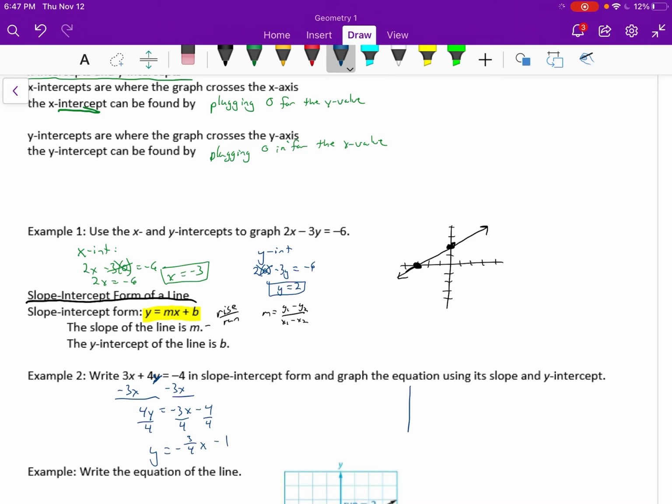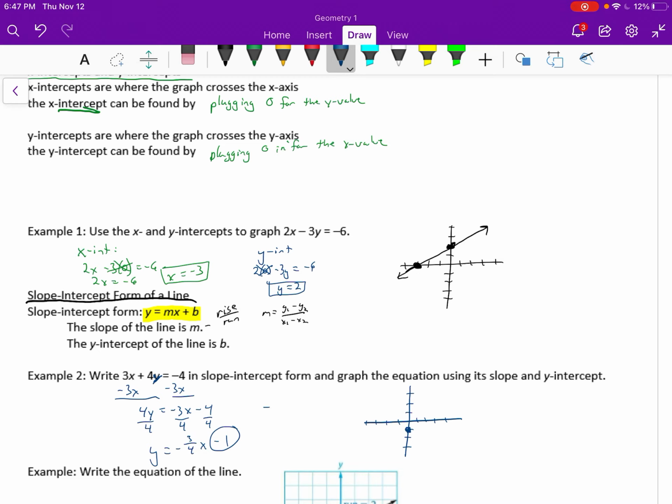And it said graph using that form. Well, we know the y-intercept. So we start with negative 1. We start with the y-intercept. So there's the y-intercept, and then from there we can use the slope to find other points on the line. All we need is one other point.